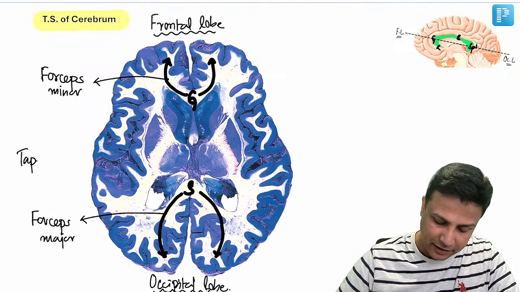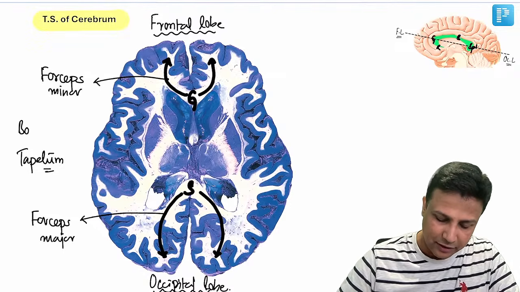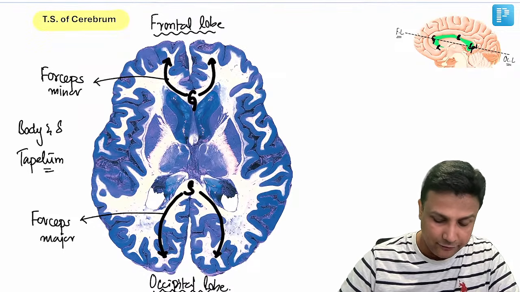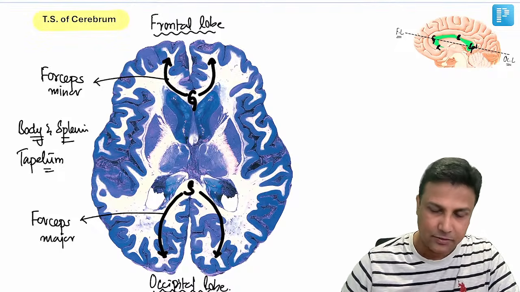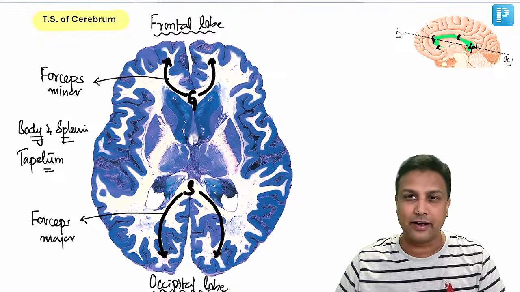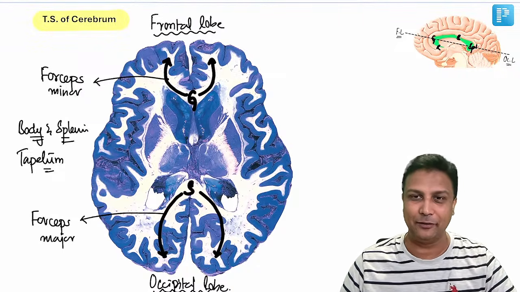But now, please be careful. This question was actually given in your exam. The tapetum fibers arise from the body, and a few fibers also come from the splenium. So if the option is given, the tapetum fibers arise from where? Don't mark only body. Remember, it is body as well as the splenium part.